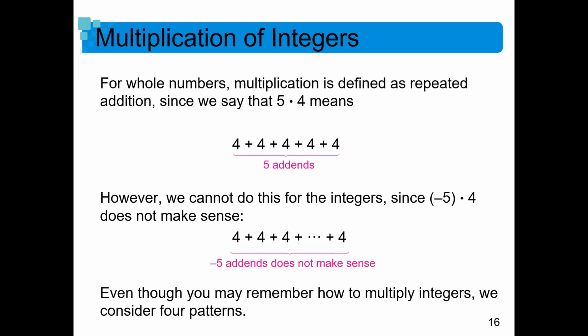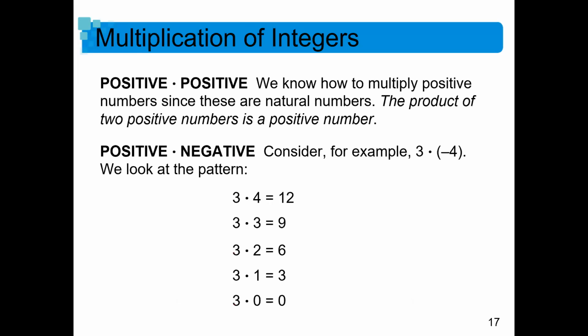So even though you may remember how to multiply integers, let's consider 4 patterns. First pattern is positive times positive. So we know how to multiply positive numbers since these are just natural numbers. The product of two positive numbers is a positive number. When you multiply a positive number and a negative number, then you just multiply them and then you carry the negative sign.